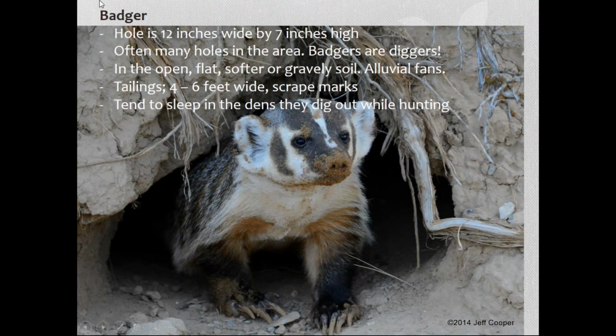So this one says that a hole is 12 inches wide by 7 inches high. That's pretty large, pretty large. I would go with 6 to 8 inches, depending on how big the badger is. Many holes in an area, big diggers. They like the flatter, softer, gravelly soil, alluvial fan type soil. Look for scrape marks, lots of tailings, often fresh tailings.